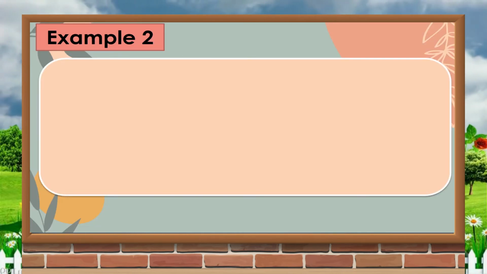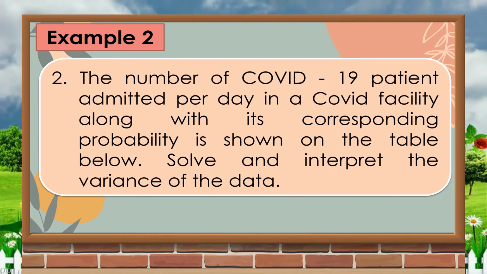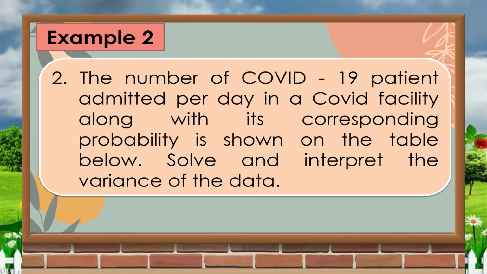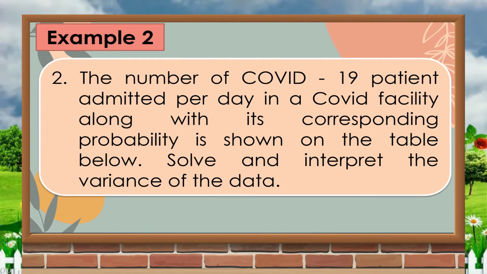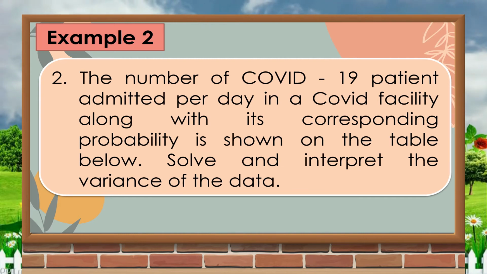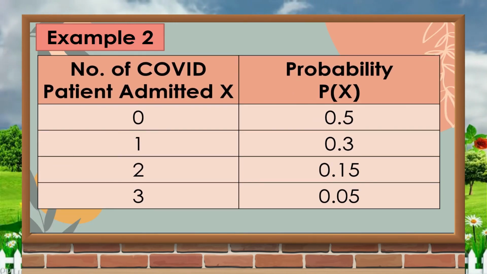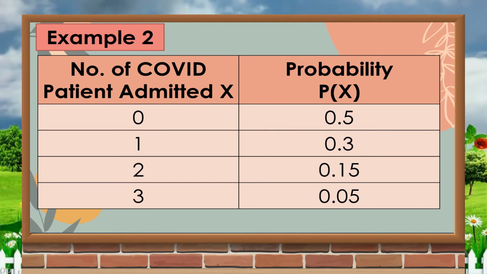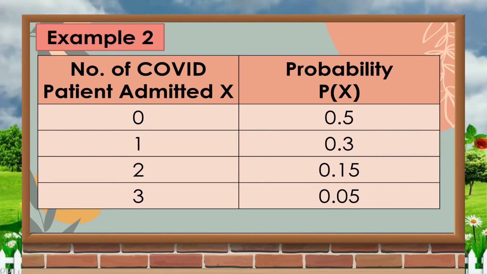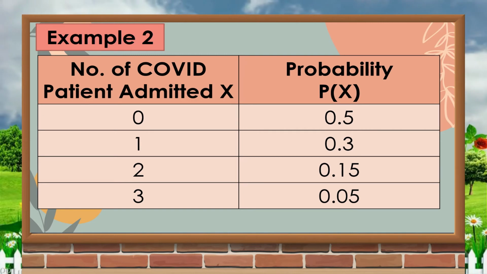Let us go to the example number 2. The number of COVID-19 patients admitted per day in a COVID facility, along with its corresponding probability, is shown on the table below. Solve and interpret the variance of the data. In the table, it shows two columns. The first column is the number of COVID patients admitted, which is x. And the second column is the probability, which is p of x.